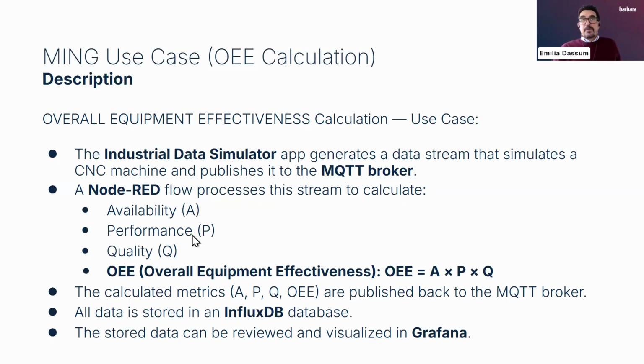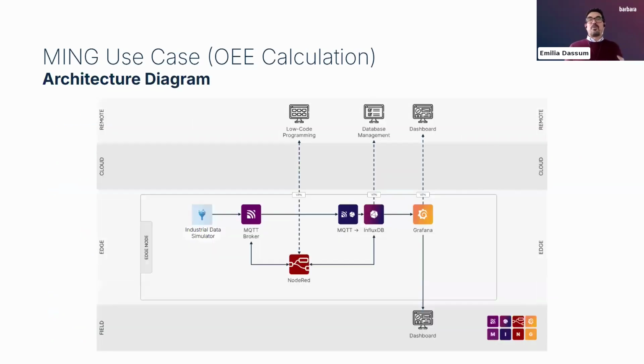All of these parameters, availability, performance, quality, and OEE, will be published back in the MQTT broker, and all the data will be saved in an InfluxDB database. And finally, we will use a Grafana tool to have a dashboard to visualize all the parameters of the CNC machine. As a result of this process, we have a more complex diagram, as you can see, but don't be afraid, it will be very quick. We will deploy it really quickly.